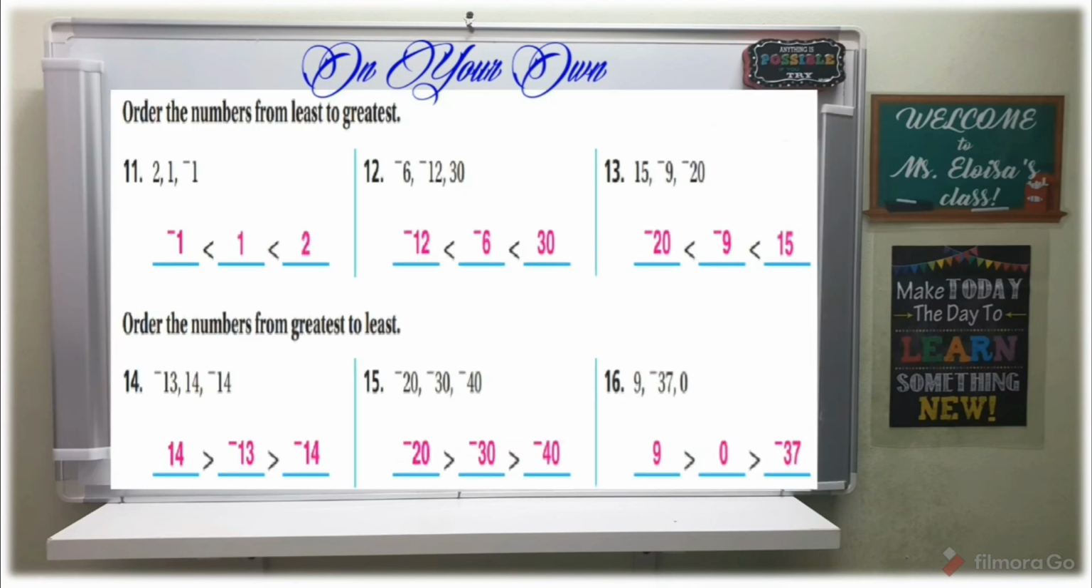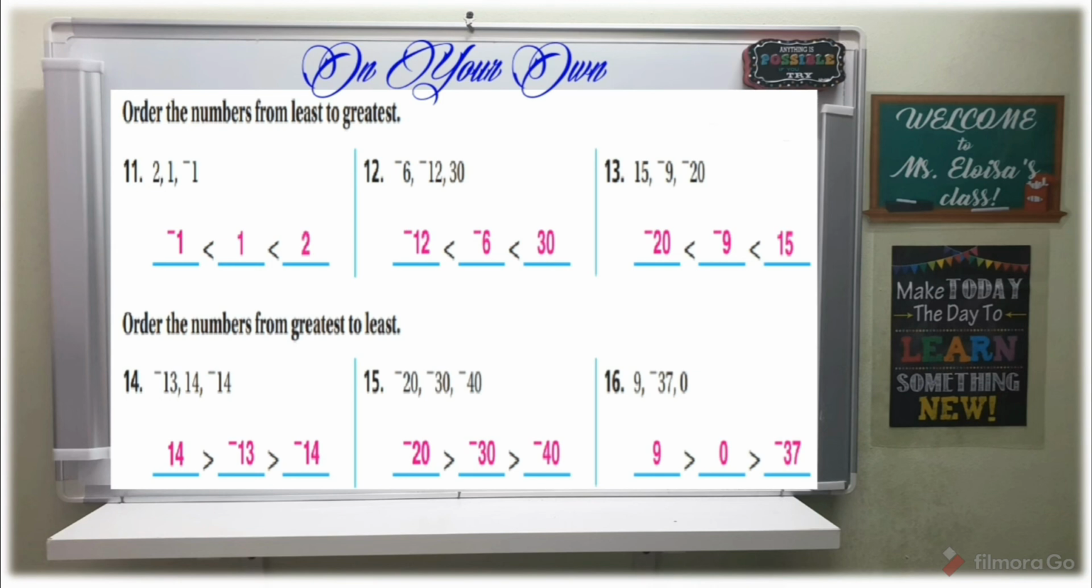Here are the answers. Number 11, negative 1 is less than 1, less than 2. Number 12, negative 12 is less than negative 6, less than 30. Number 13, negative 20 is less than negative 9, less than 15. Number 14, 14 is greater than negative 13, greater than negative 14. Number 15, negative 20 is greater than negative 30, greater than negative 40. And number 16, 9 is greater than 0, greater than negative 37.